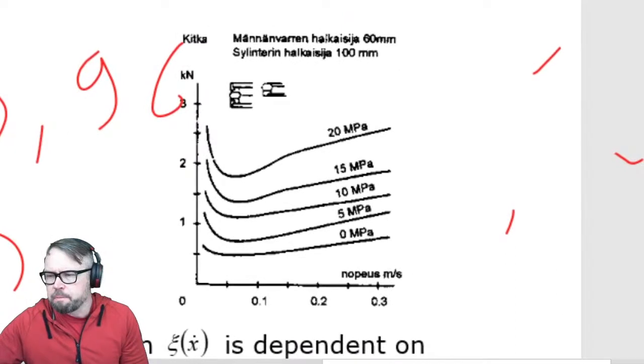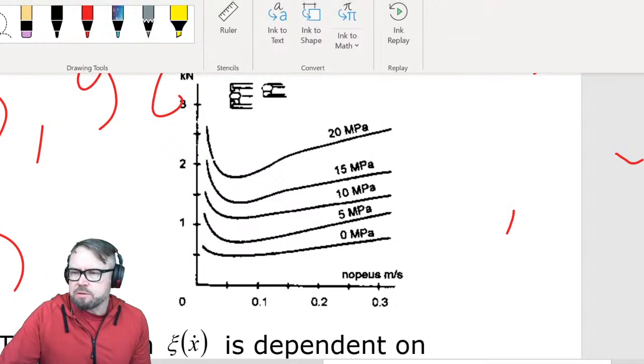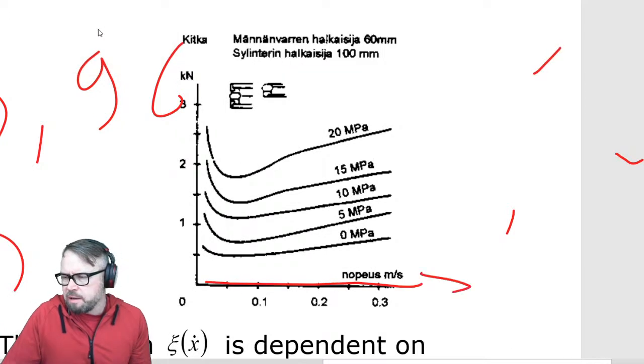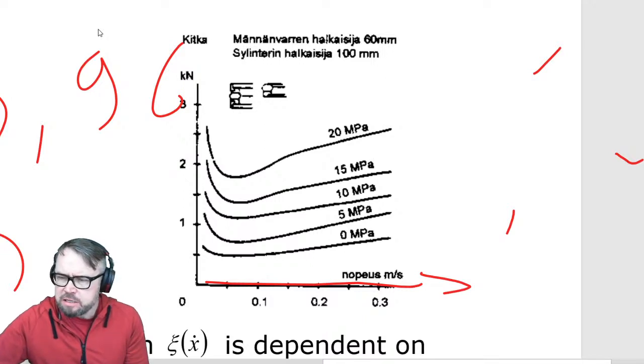Yeah, I can make it a bit bigger. So here it is. Now let me go back to the drawings. Okay, so what I have here is that, first of all, this is sliding velocity. So what is the velocity of the piston? And then this is a friction.